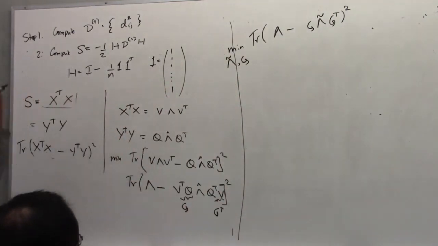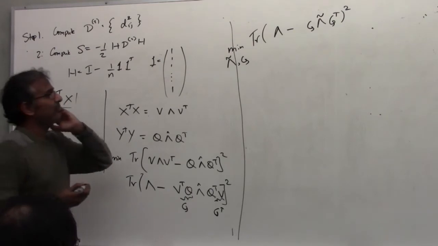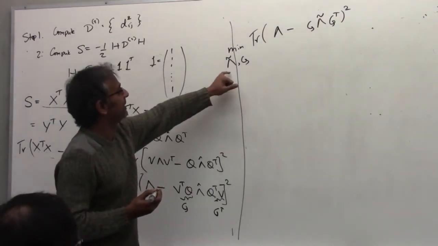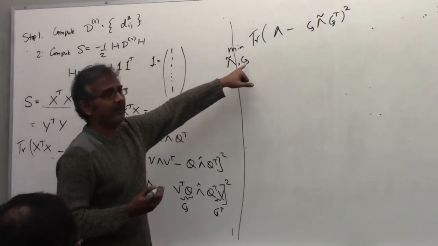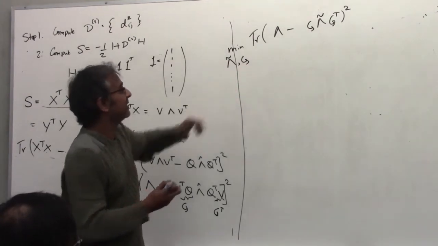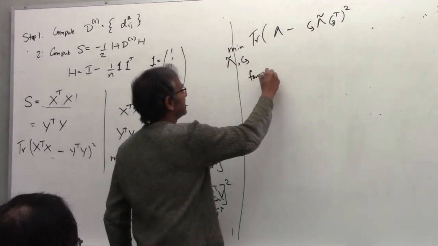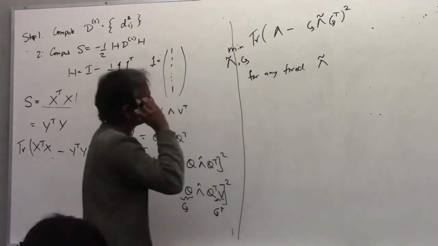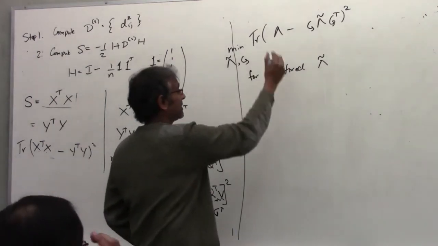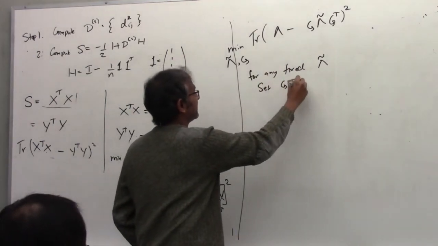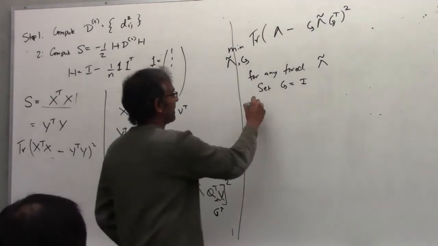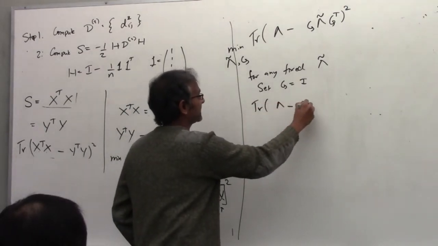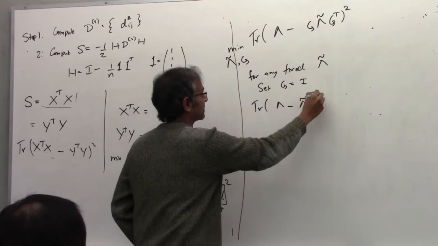Because the y's are the unknowns. X is given. So it's not hard to see that if you fix any particular value here, the best thing you can do for G is to make it identity. So for any fixed diagonal matrix that you want to search over, the best thing to do is set G equal to I. And then this becomes the trace of this minus this whole squared.